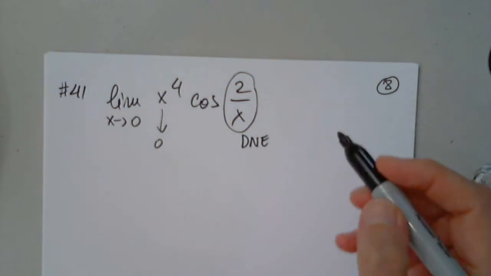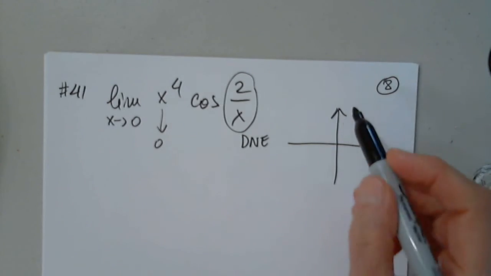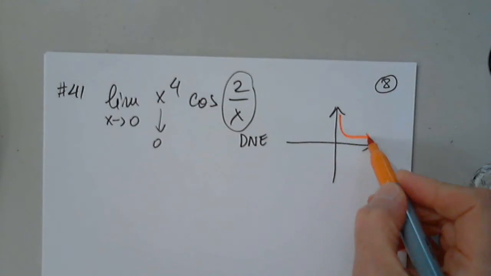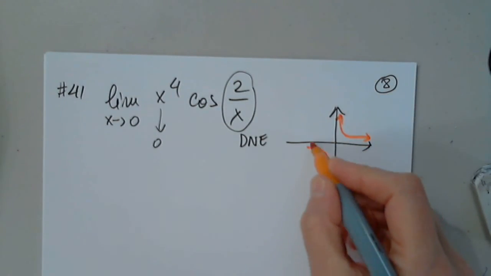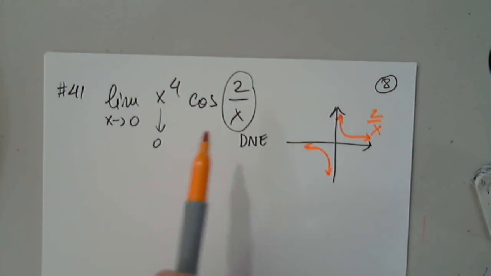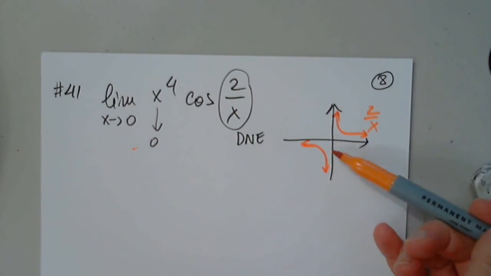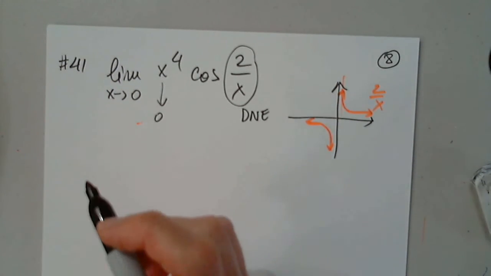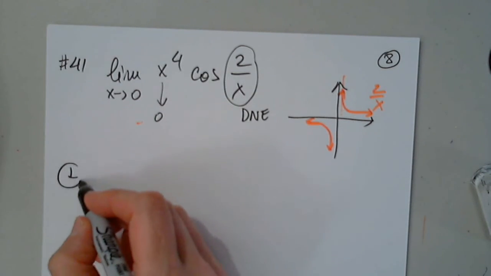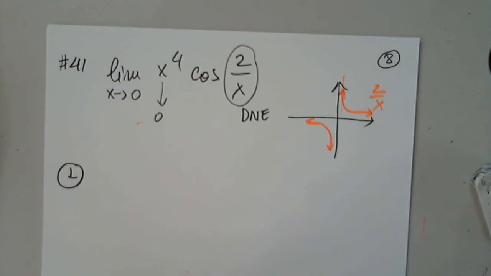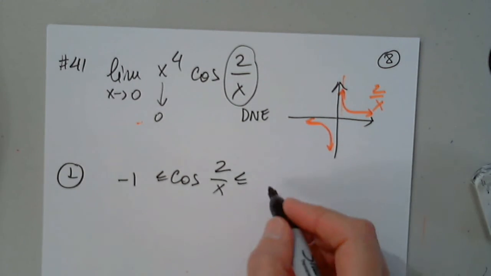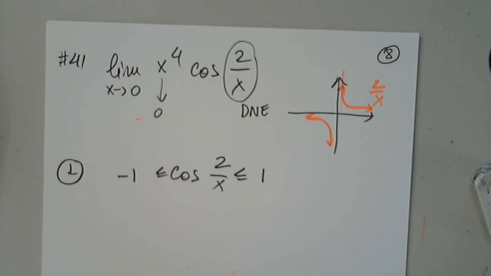How do I know? Picture the graph immediately. Here it is, 2 over x or 1 over x, same thing. Here's the graph. So 0 from the left and 0 from the right, they go in opposite directions, DNE. So then our only chance is the squeeze theorem. So in step number 1, I have to do the squeeze. And I always start with cosine, because cosine is a bounded function between -1 and 1.